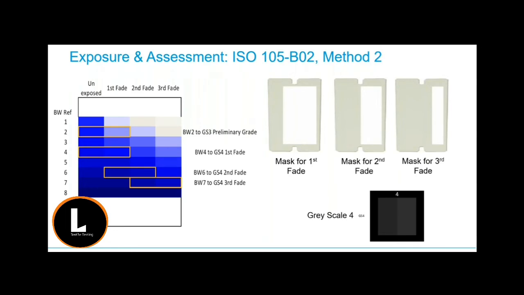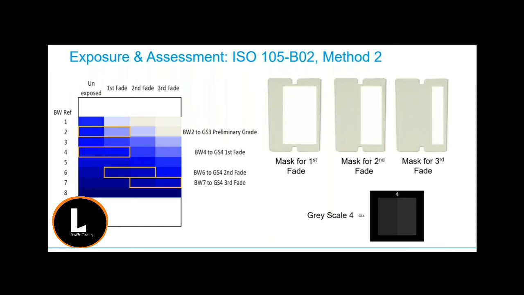So here we are testing ISO 105B02, and this is method 2 using A1, which is a temperate zone with normal humidity. This method has 3 fades, and you would expect fade both on the blue wool reference card set and the specimens on separate mounting cards. The masks increase in coverage for each stage to effectively halt the fade on that part of the blue wool or specimen for later comparisons.